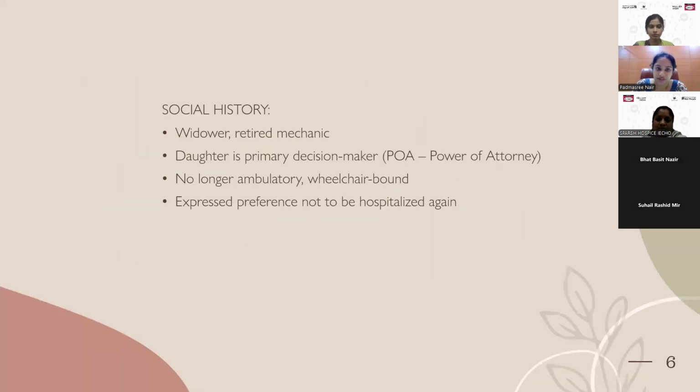Coming to his social history, he's a widower. He's a retired mechanic. In this situation, his daughter is the primary decision maker. She has a power of attorney. Another part of his life is that he is no longer ambulatory and he is wheelchair bound. And he has also expressed his preference to not be hospitalized again hereafter in case of any further worsening.